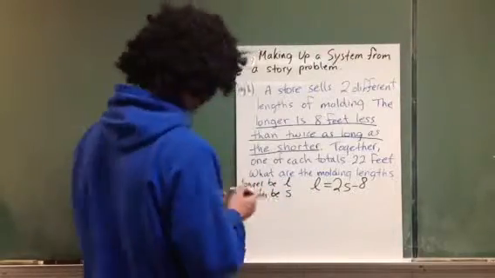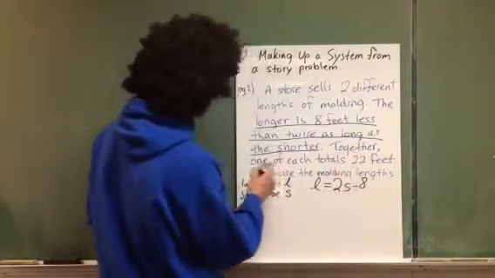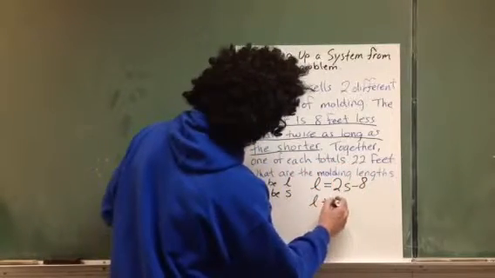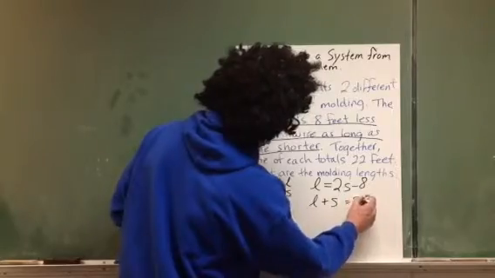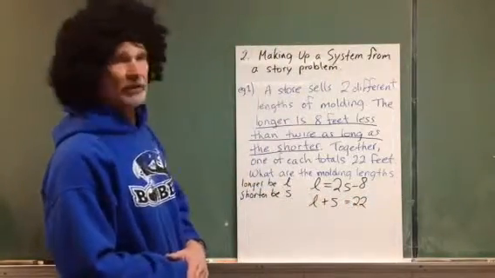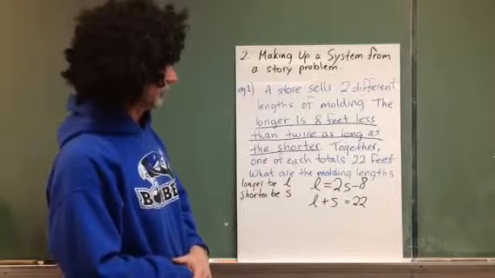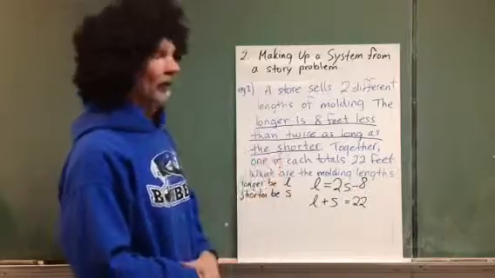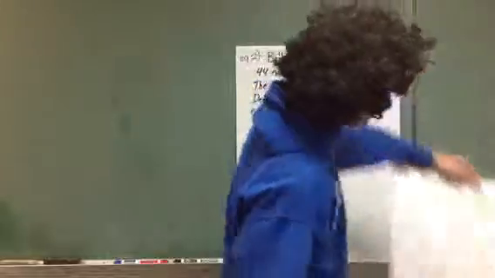Now the other equation says, together one of each totals 22 feet. So one longer plus one shorter equals 22 feet. And that is the system that I can now solve using substitution or possibly by graphing. Okay? And we'll learn another way next video called elimination.